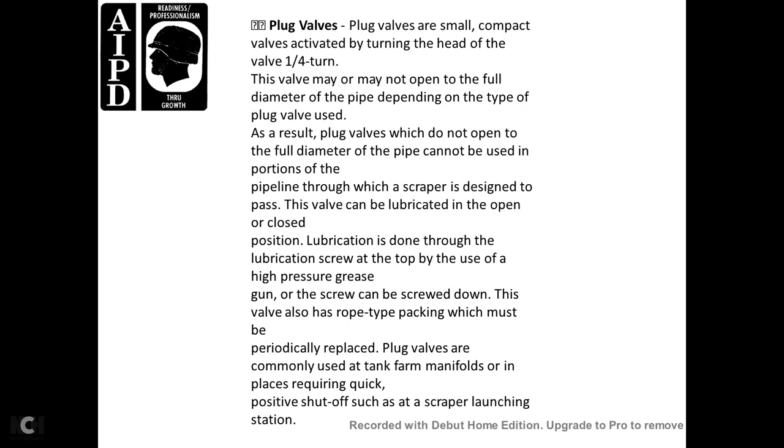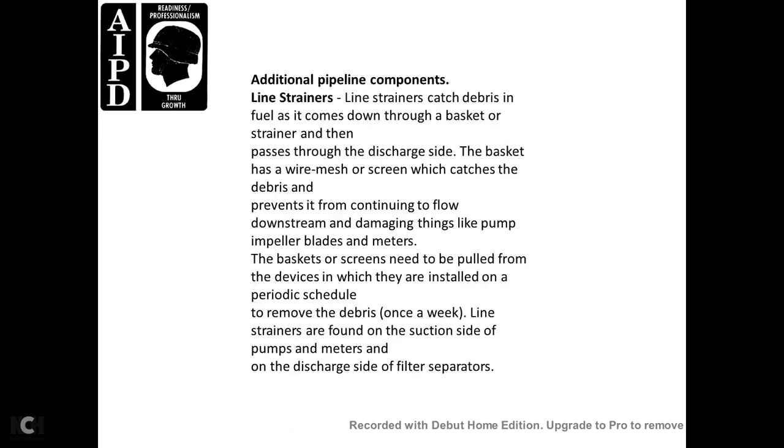Lubricating is done through the lubrication screw at the top, by the use of a high pressure grease gun, and the screw can be screwed down. The valve also has a rope tight packing which must be periodically replaced. Plug valves are commonly used with the tanker farm manifolds and in places requiring quick positive shut-off, such as a scraper launching station.